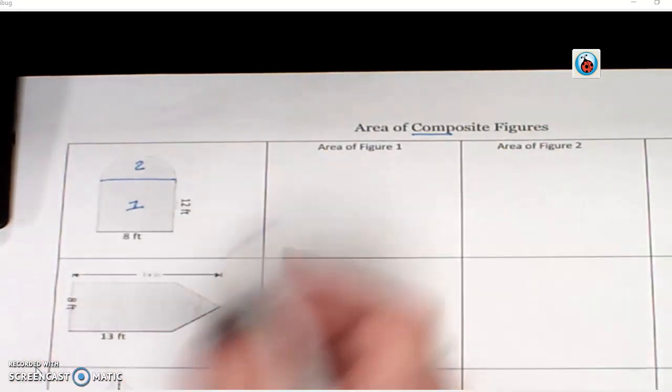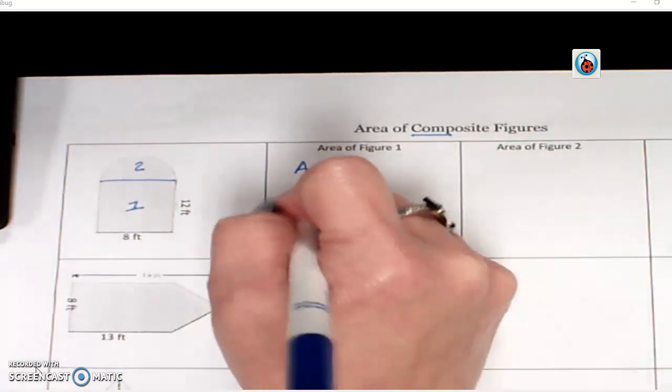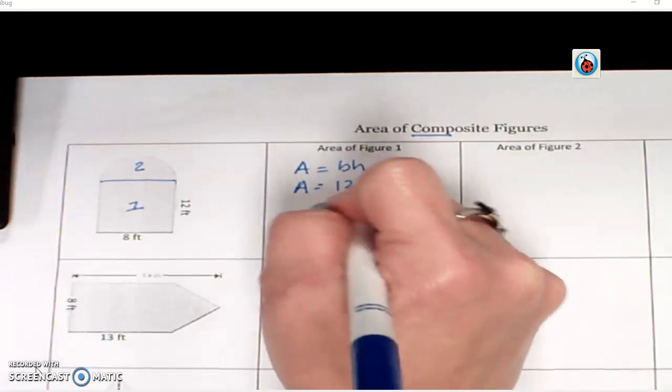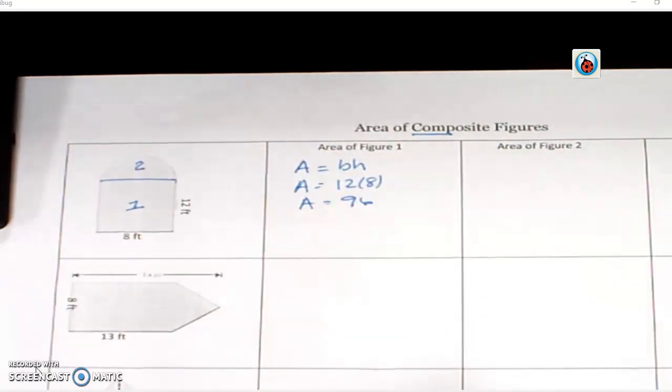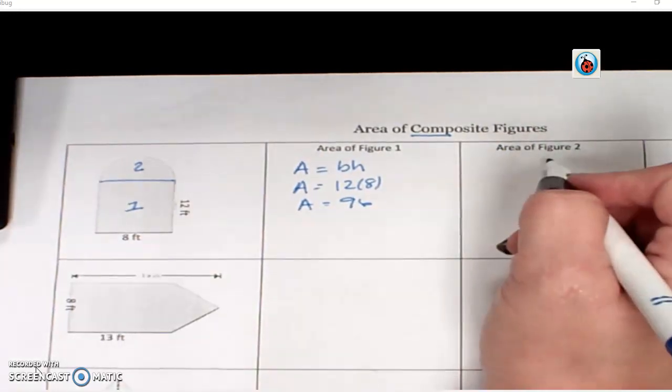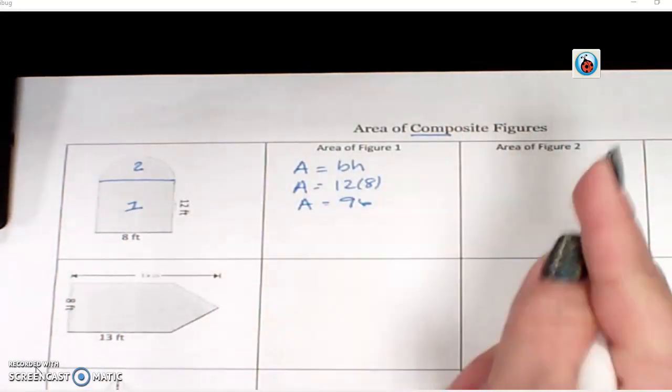So here our first figure we're going to say is our rectangle, and area is base times height. So area is going to be 12 times 8, which is 96. Then we're going to find the area of our second figure. In this case, it doesn't matter which one you call the first or which one you call the second.